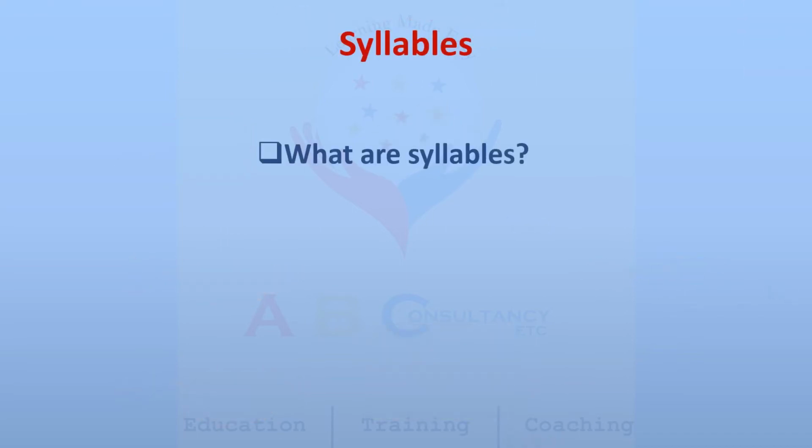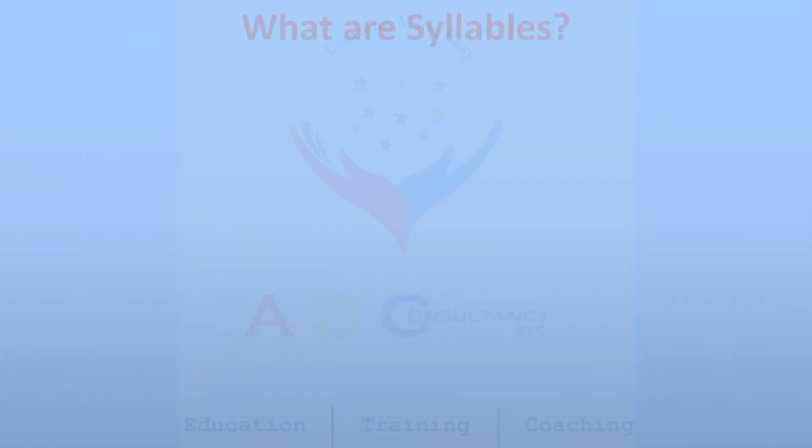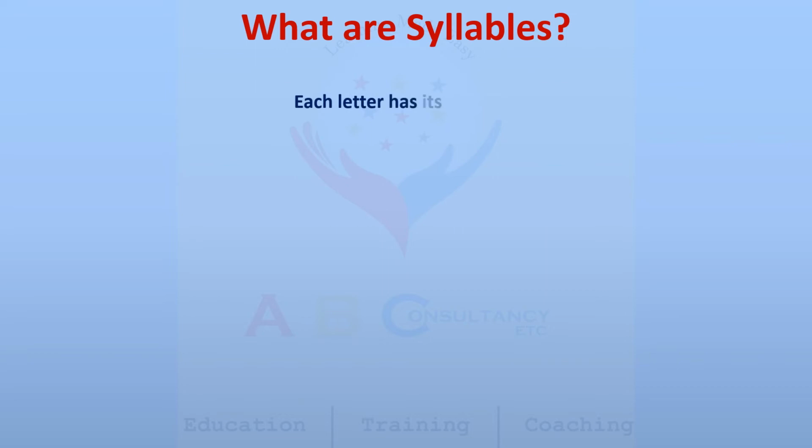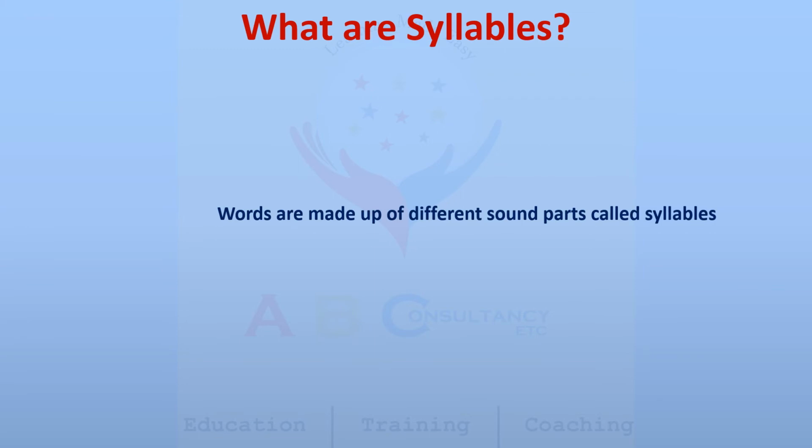Syllables. What are syllables? The types of syllables. A syllable is a single unbroken sound of a spoken word. Every word is made up of letters. Each letter has its own sound. When you add all these sounds together, you get a word that you can read. Words are made up of different parts called syllables. Syllables are the smallest sound that make up words.